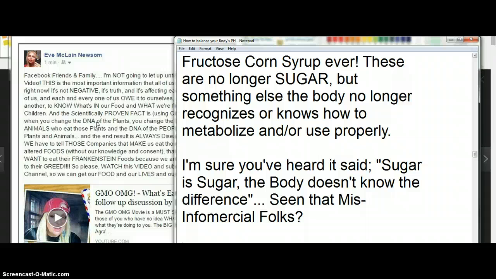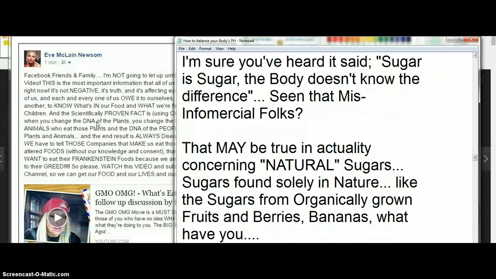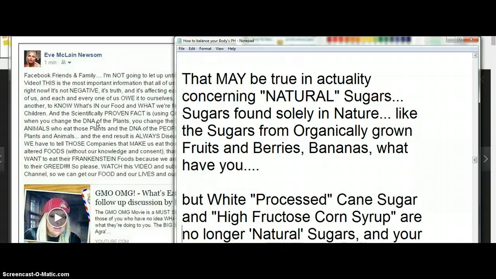These are no longer sugar, but something else the body no longer recognizes or knows how to metabolize or use properly. I'm sure you've heard it said, sugar is sugar. The body doesn't know the difference. Seen that misinformation, folks?